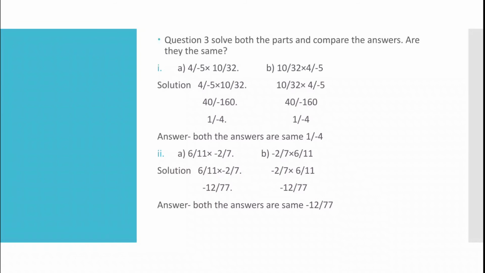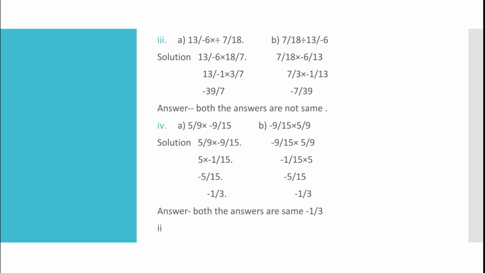Now question number 2, A part, 6 by 11 into minus 2 by 7. Here you have to multiply 6 and minus 2, you will get minus 12. 11 into 7, you will get 77. Minus 12 by 77 is the answer here. Now here minus 2 and 6 you have to multiply, and then 7 into 11. The answer will be minus 12 by 77. Both the answers are the same, minus 12 by 77. Now in the same manner, questions number 3 and 4 you have to solve.